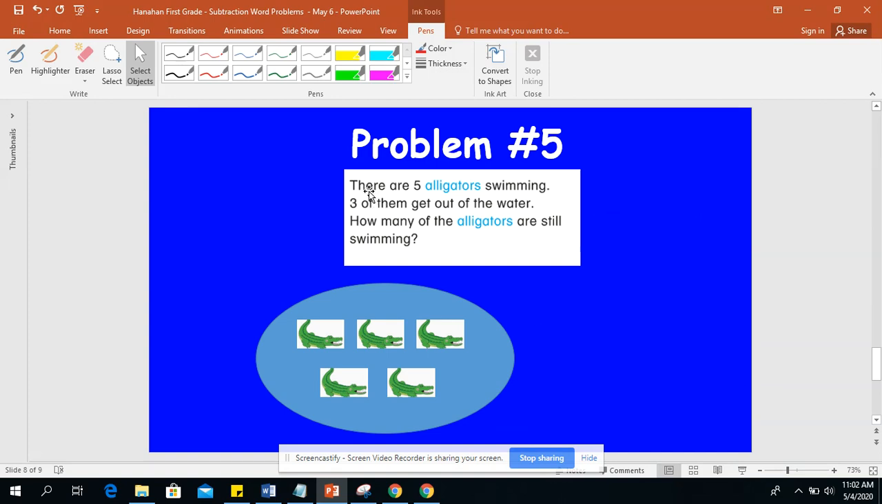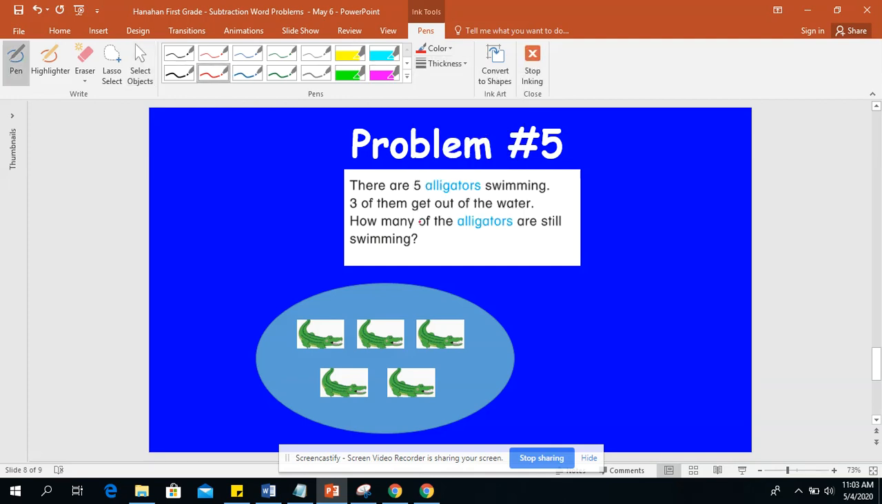It says, there are 5 alligators swimming. 3 of them get out of the water. How many of the alligators are still swimming? Let's read it again. There are 5 alligators swimming. 3 of them get out of the water. How many of the alligators are still swimming?